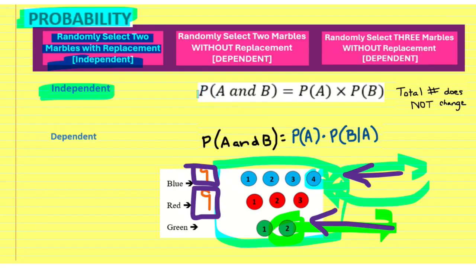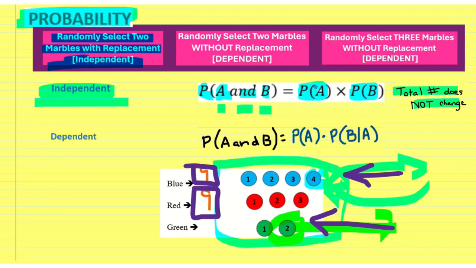So the formula for finding the probability of selecting two marbles when they are independent of each other is the probability of A and B. That's the probability of pulling one marble out and then pulling another marble out. And we are going to multiply the probability of the first marble times the probability of the second marble. Again, the total does not change.